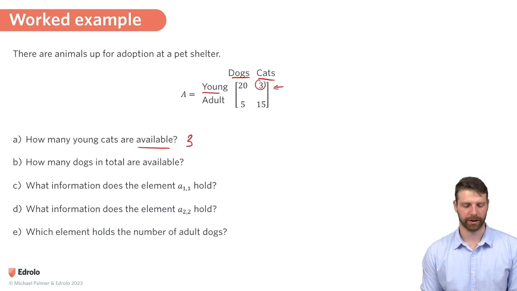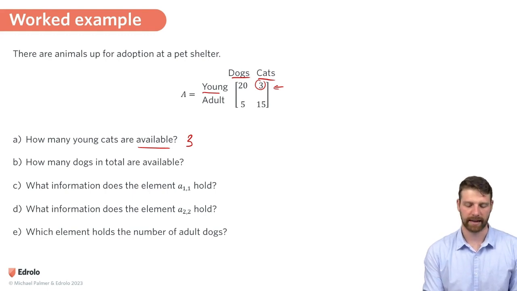Okay, how many dogs in total are available? Well, in that case, I need to look at young dogs and adult dogs.